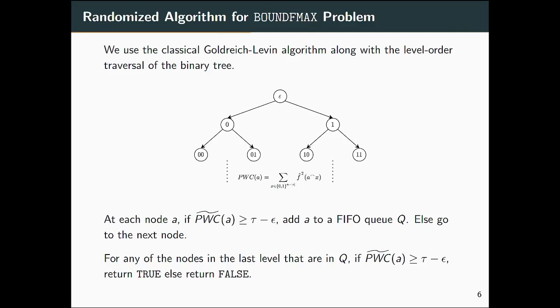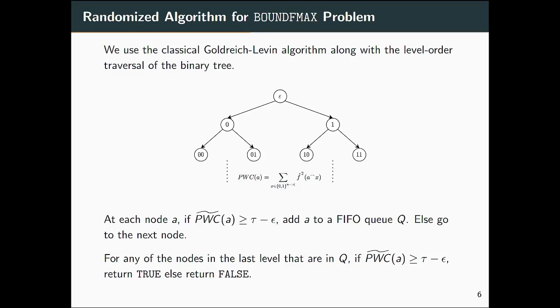For the classical randomized algorithm for the BOUNDFMAX problem, we use the Goldreich-Levin algorithm along with the level-order traversal of the binary tree. So here at each node a, we estimate a quantity PWC at a, which is nothing but the sum of squares of Walsh coefficients at points whose prefix is a. If we find that the estimate is greater than or equal to tau minus epsilon, we add it to a queue, else we go to the next node.